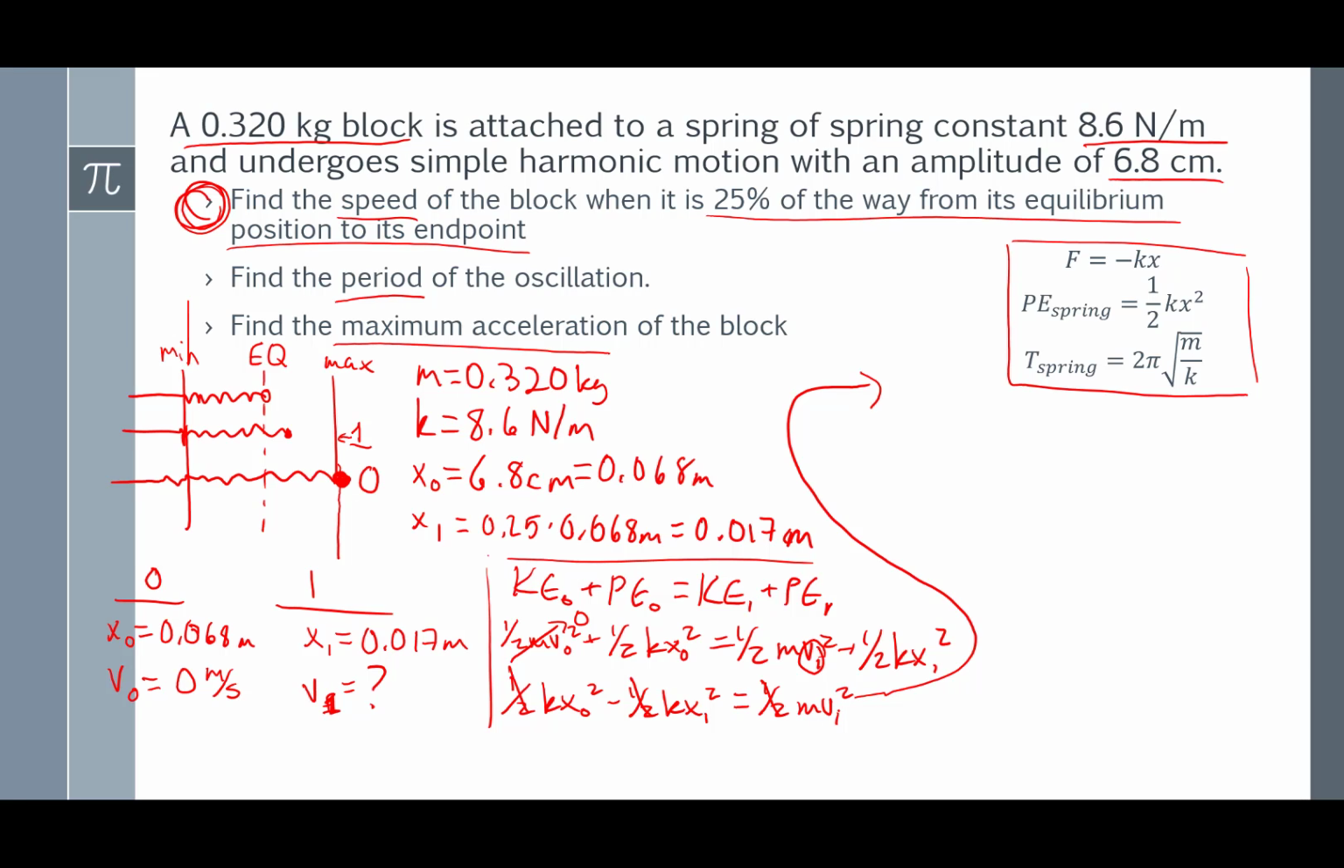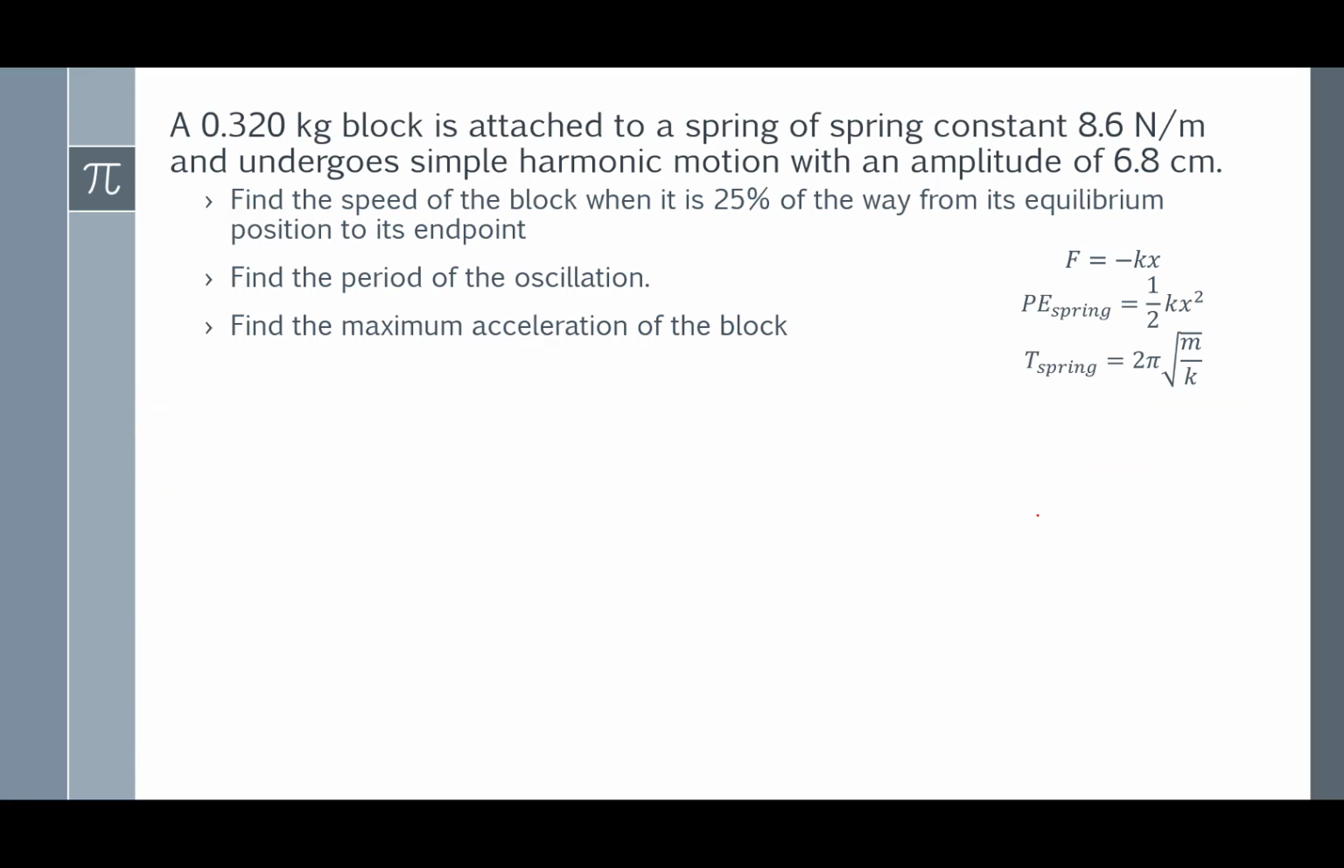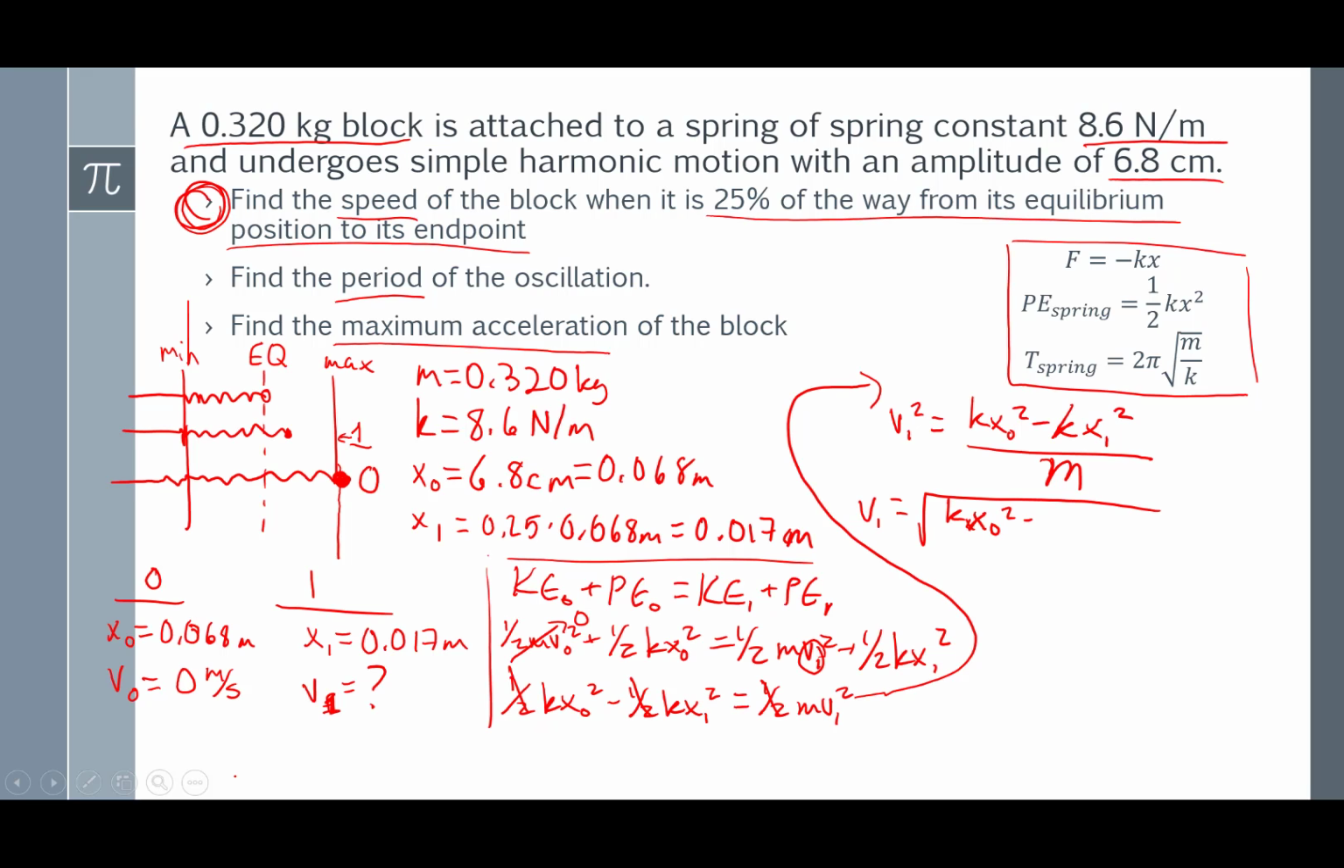To solve for v1 squared, we just divide both sides by m, so v1 squared equals k x0 squared minus k x1 squared, whole thing divided by m. And then we take the square root of both sides. So v1 equals the square root of k x0 squared minus k x1 squared over m.